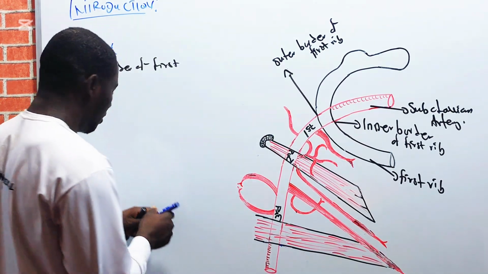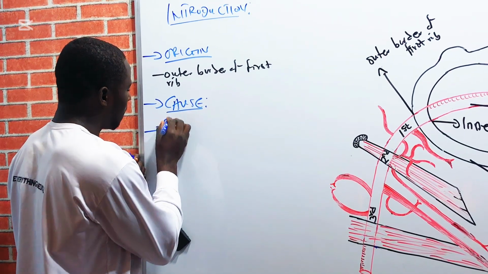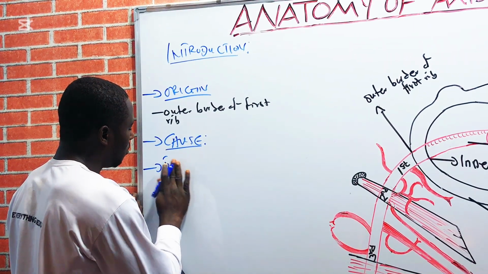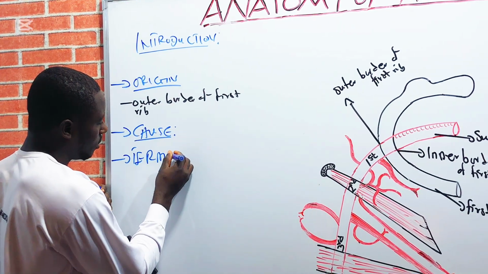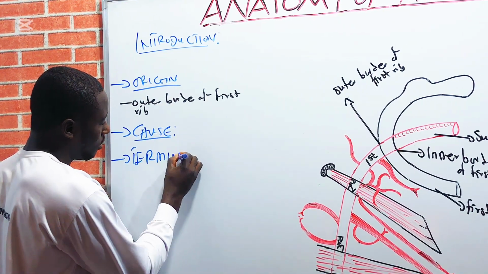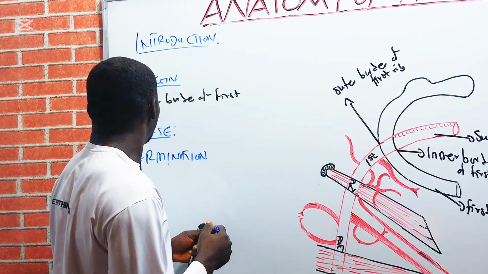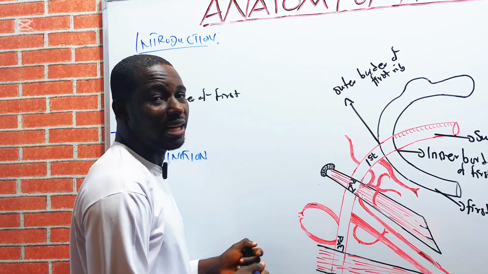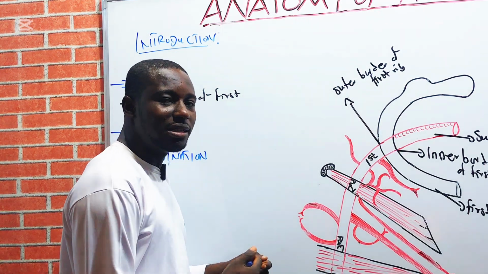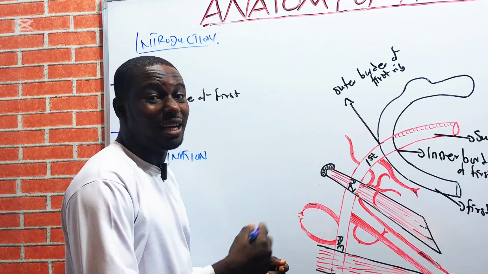The next we're going to be looking at is the termination. Yes, it has an origin, it must have a termination. What is the termination of the axillary artery? The axillary artery terminates at the level of the inferior border or the lower border of the teres major muscle.